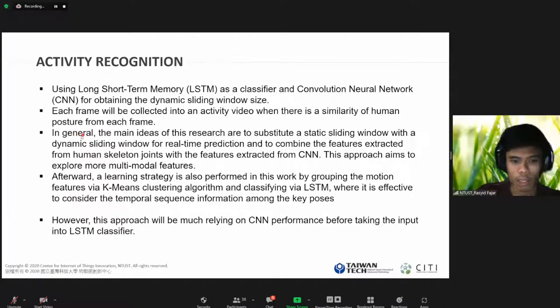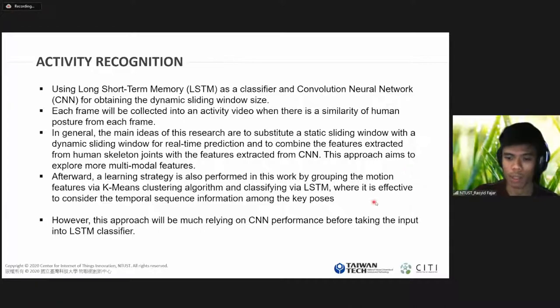from each frame. In general, the main ideas of this research are to substitute a static sliding window with a dynamic sliding window for real-time prediction and to combine the features extracted from human skeleton joints with the features extracted from CNN. This approach aims to explore more multi-modal features. Afterward, a learning strategy is also performed in this work by grouping the motion features via the k-means clustering algorithm, and classifying via LSTM, where it is effective to consider the temporal sequence information among the key poses. However, this approach will rely much on CNN performance before taking the input into the LSTM classifier.